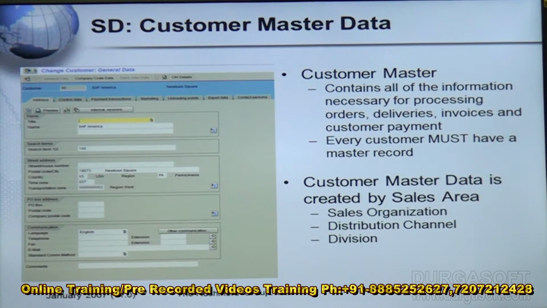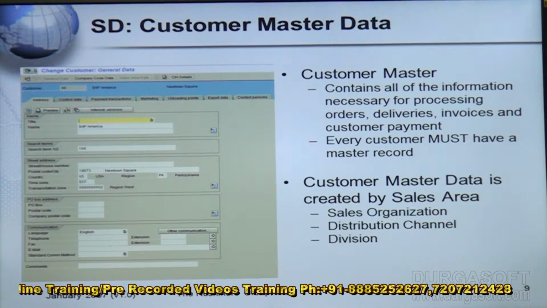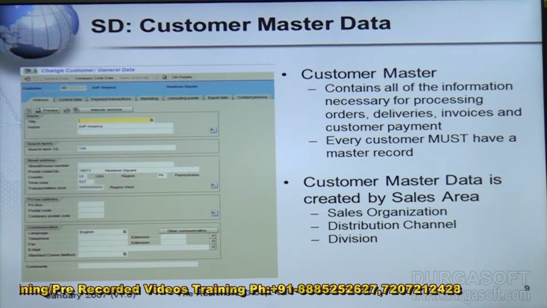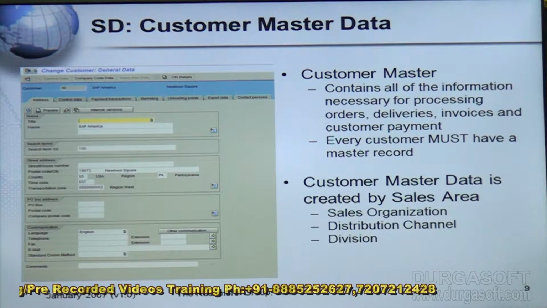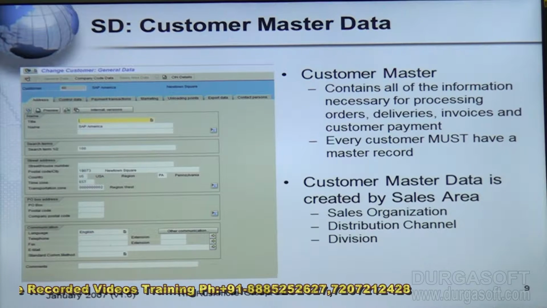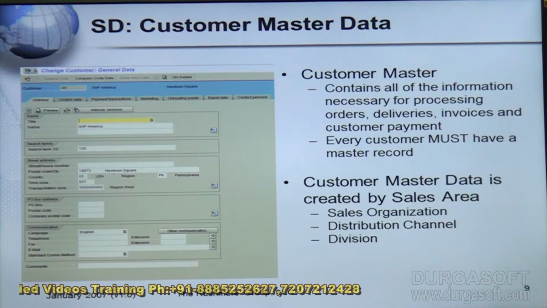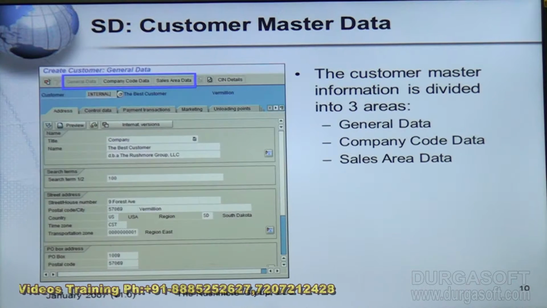Master, which contains all the information necessary for processing orders, deliveries, invoices and customer payments. So every customer must have master records, and customer master data is created by sales area, organizations, distribution channels and divisions. All the different cases will take place here. The customer master information is divided into three areas, where we have general data, company codes, sales area data and some other activities.